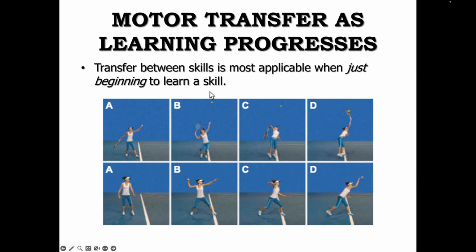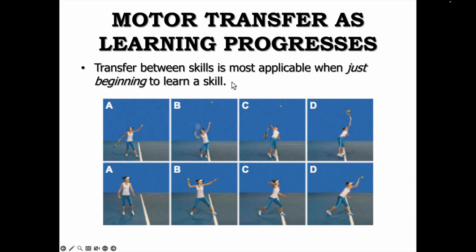First thing we need to understand here is motor transfer. How does it change as learning progresses? Transfer between similar skills is most applicable when just beginning to learn a skill. So if you're a beginner, the more you practice throwing a baseball, the better you're going to be at serving a tennis ball. The better you get at throwing a baseball, the better you'll become at serving a tennis ball when you're a novice.